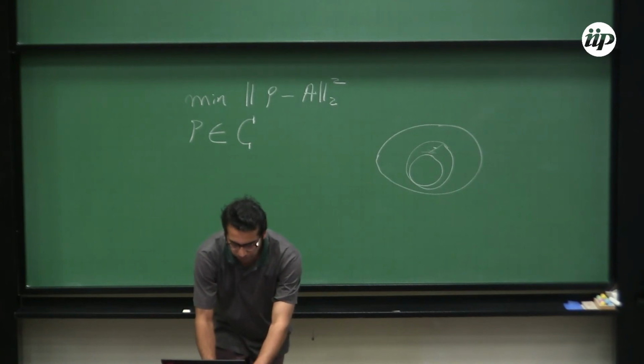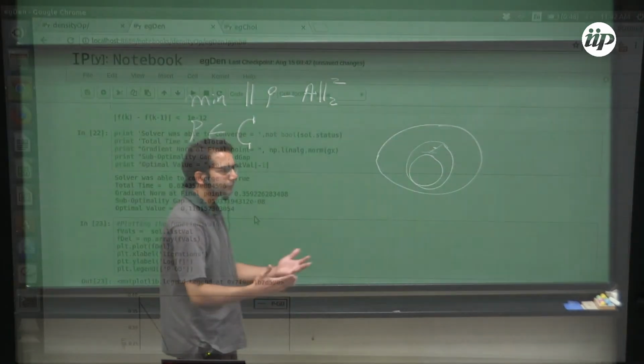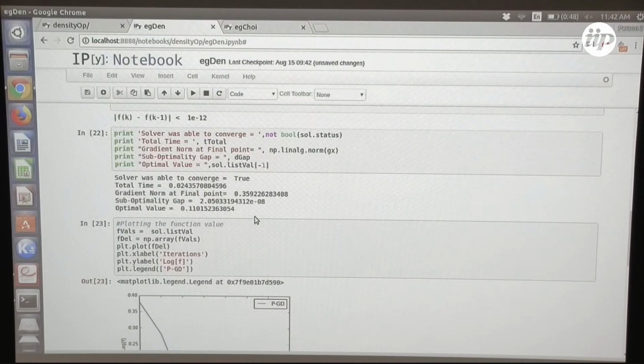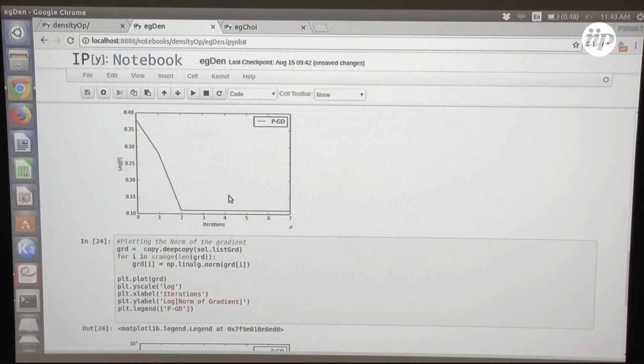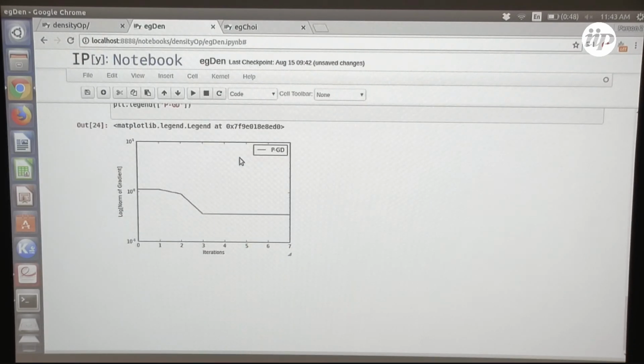But let me change that a bit so that the optimum lies outside the set. If you just make A positive semi-definite with trace 1, then this objective function will have 0 value. But now if you look at the end, it converged to something, and the sub-optimality gap is 10 to the minus 8, good enough for numerical purposes. But the gradient is actually non-zero, so you really needed to search the boundary at some point. And you can plot the function values, the objective function and the gradients.